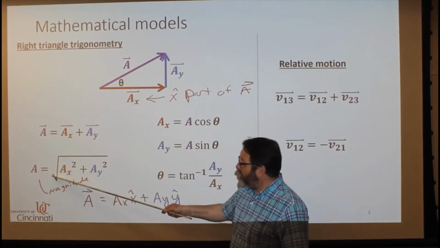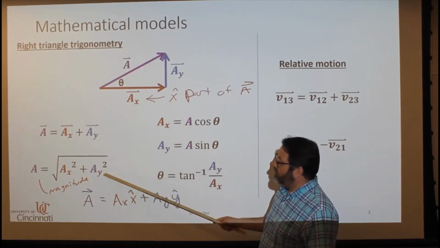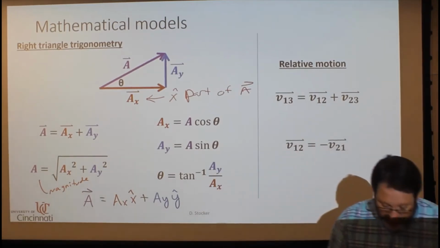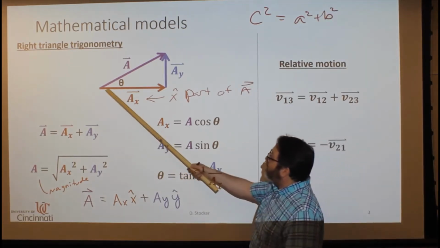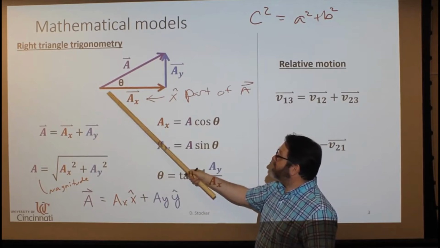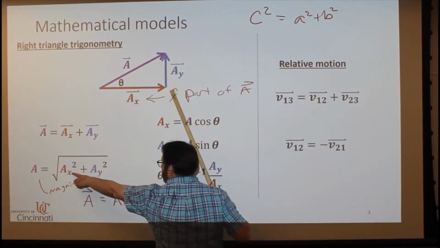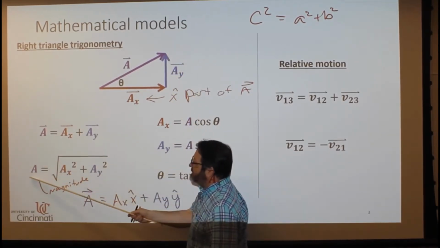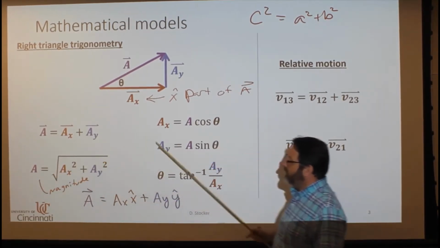So the magnitude of the A vector is the square root of the magnitude of AX squared plus the magnitude of AY squared. And that should look familiar because that is the Pythagorean theorem. C squared equals A squared plus B squared, where this is C, this is A, and this is B. So AX squared plus AY squared equals A squared. And then if you square root both sides, you get that.